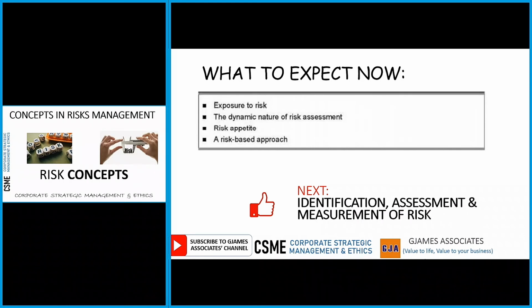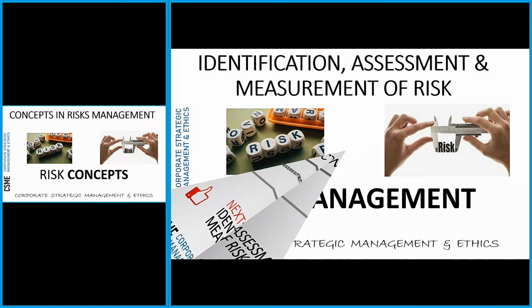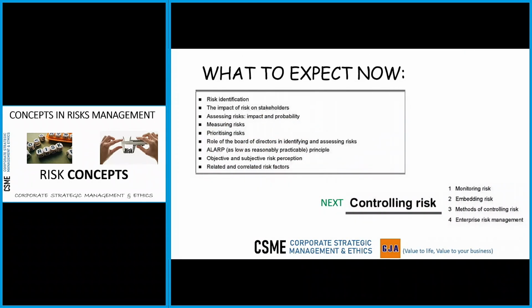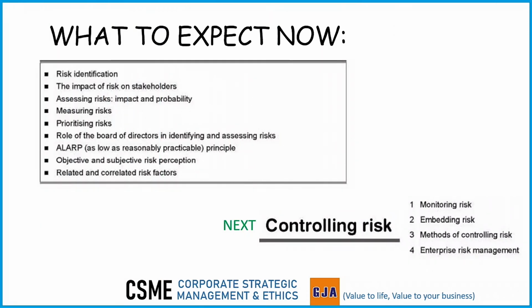Greater detail of risk concepts and management we are going to have in the next topic: identification, assessment, and measurement of risk, under which we are going to be talking about risk identification and the impact of risk on stakeholders. We are going to be looking at assessment of risk, the impact of occurrence, and the frequency or probability of occurrence, how to measure our risk, and how to prioritize our risk.